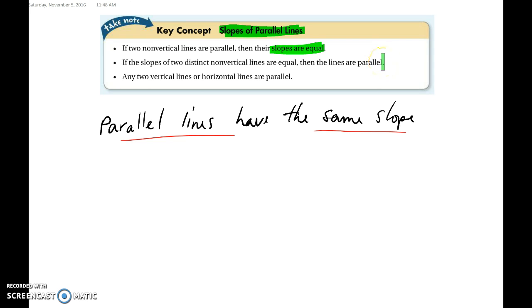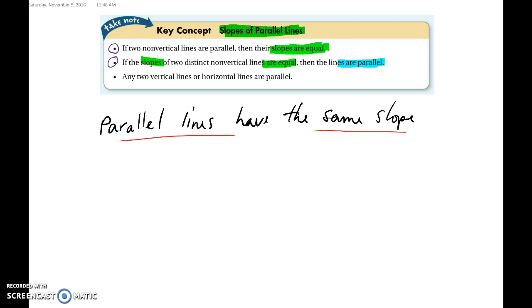So if I tell you that lines are parallel, then we know right away that their slopes are equal. And if we solve for the slopes and see that the slopes are equal, then we can say that the lines have to be parallel. We're going to use both of these in the two examples that we're going to do.